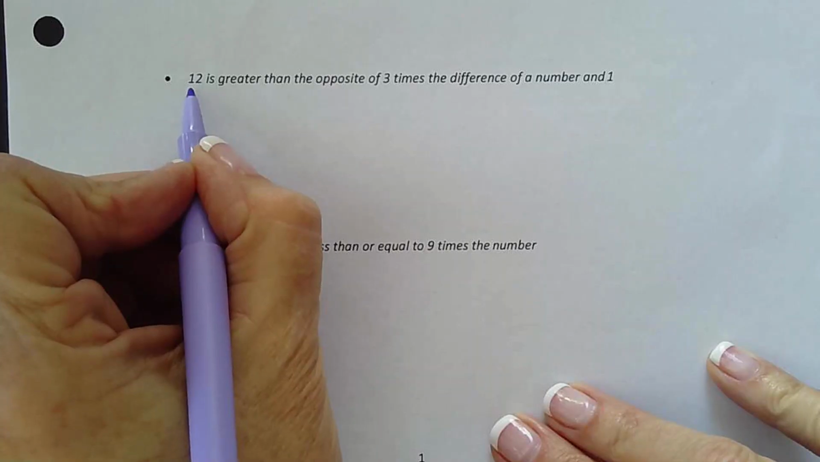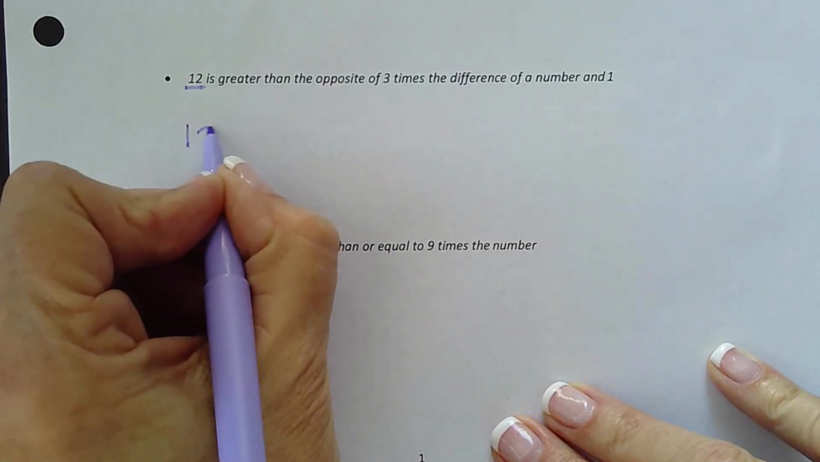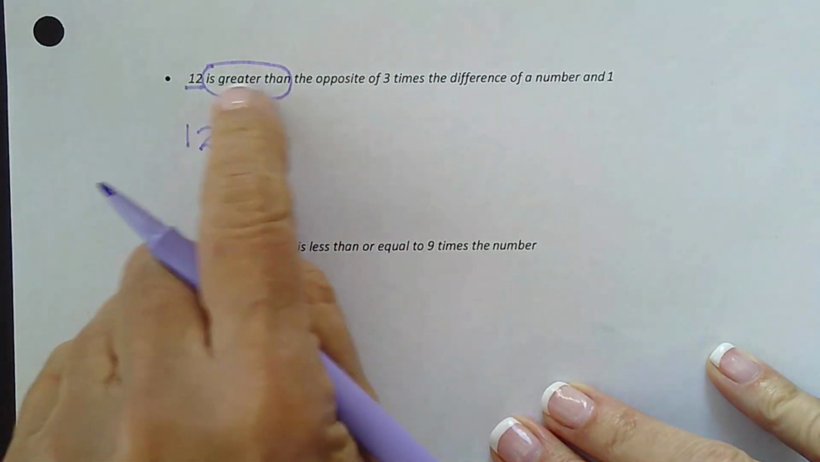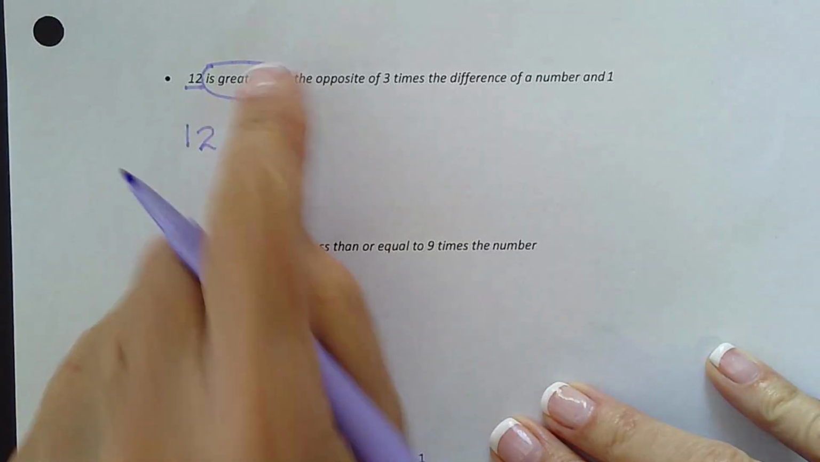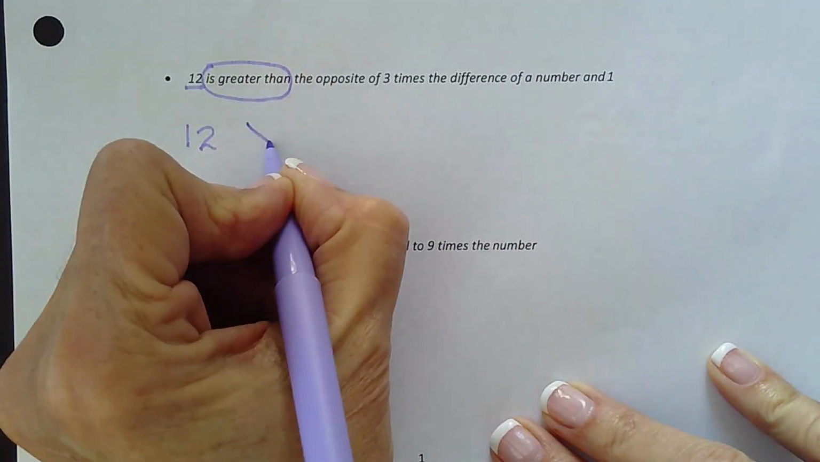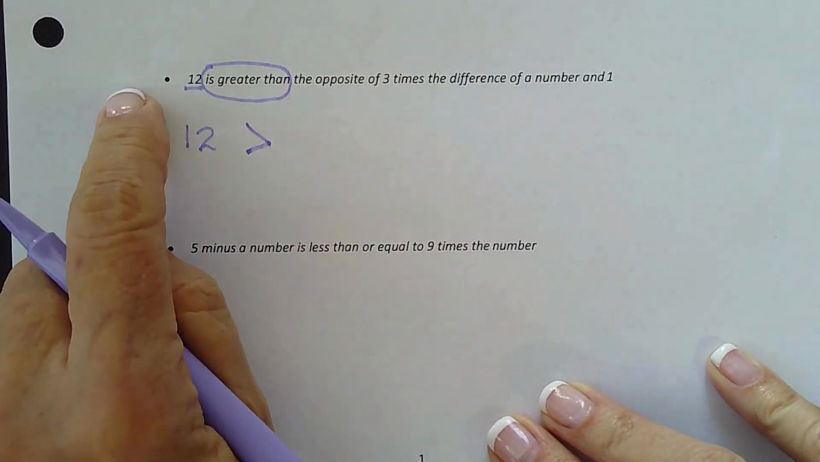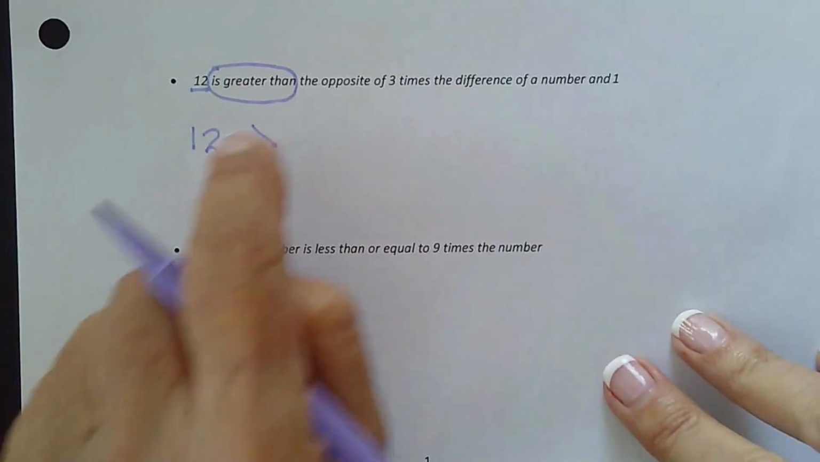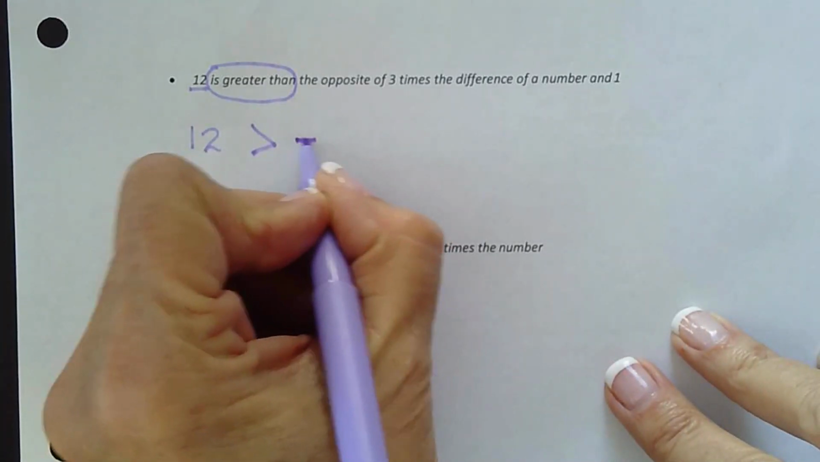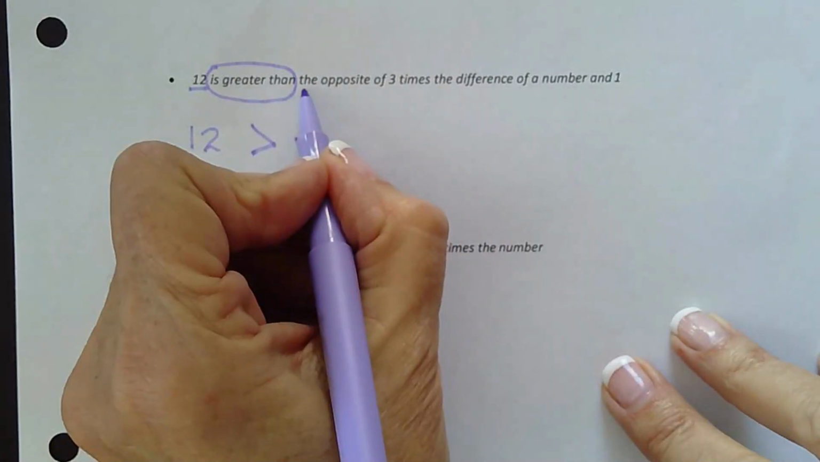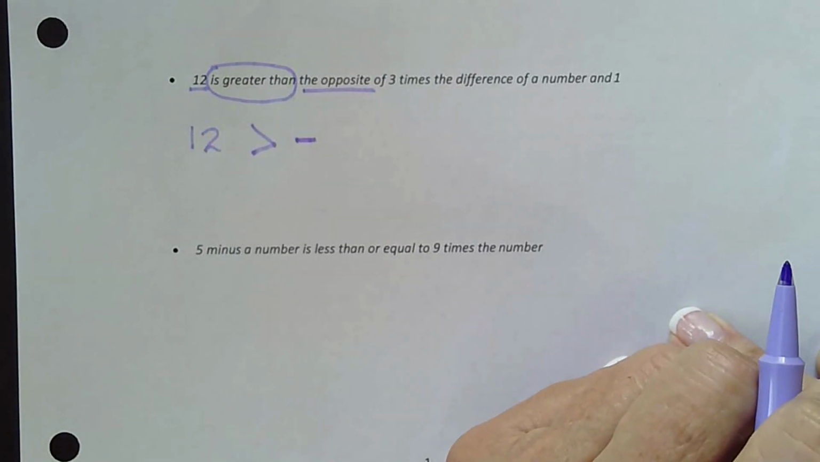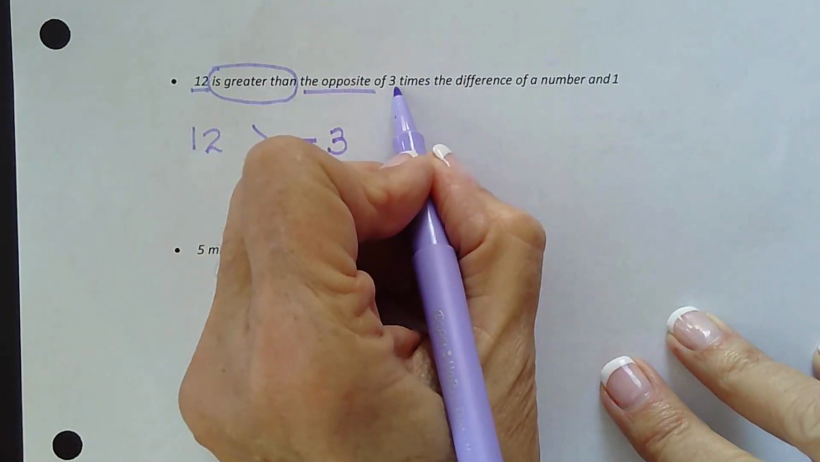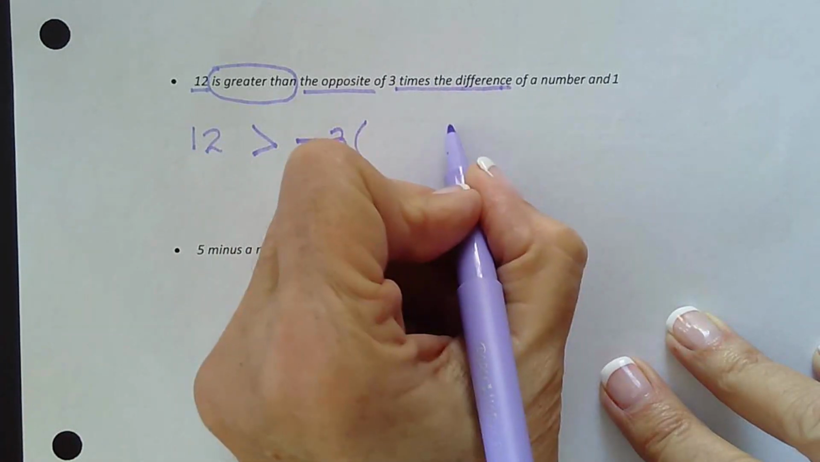Okay, here goes our direct translation. 12 is greater than. Anytime those 3 words are all together with no number in between any of them, we put exactly what symbol it says. 12 is greater than. The opposite, I just told you on the last problem, the minute you see opposite, you put a minus sign. Of 3 times the difference. There it is again.